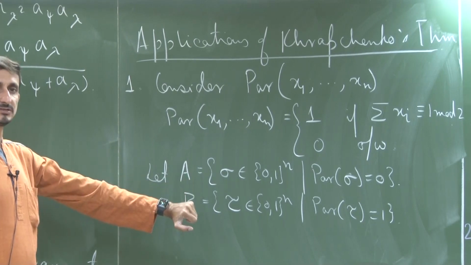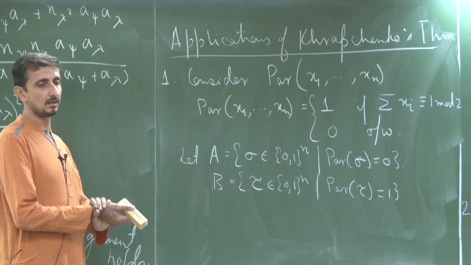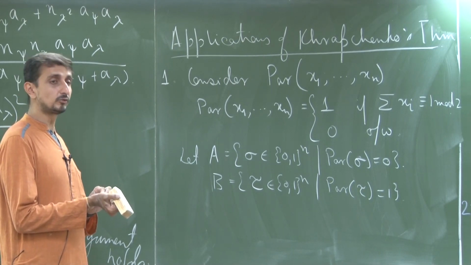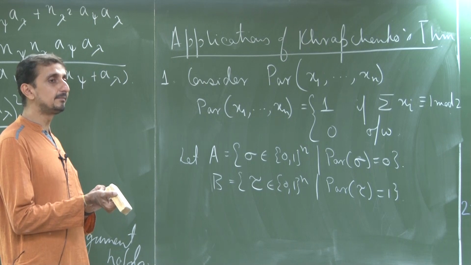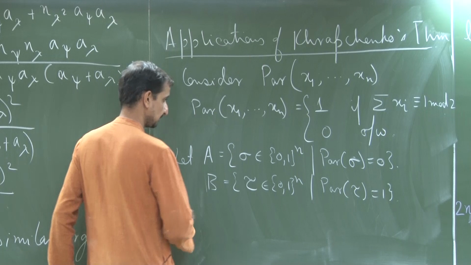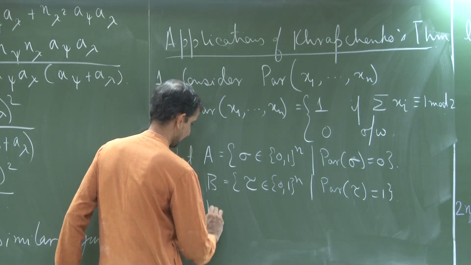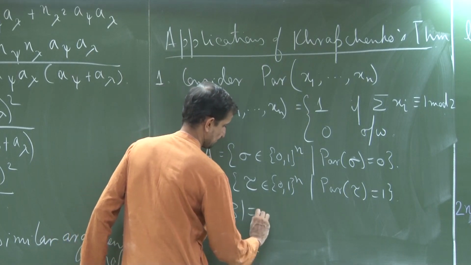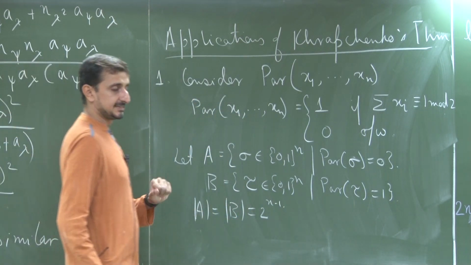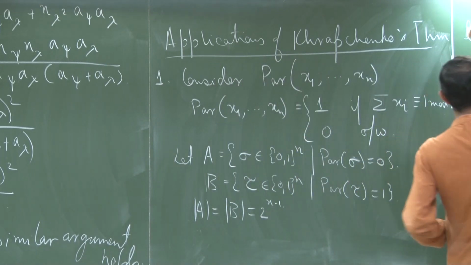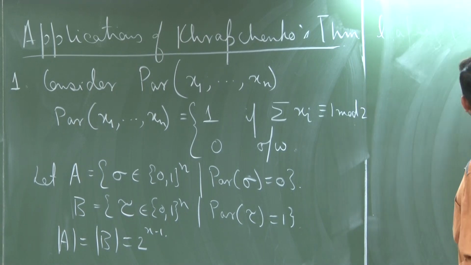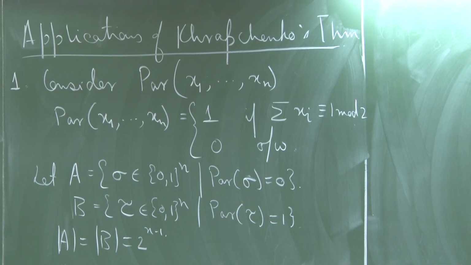Okay. So, what can I say about the size of A? How many inputs go to 0? 2 to the n minus 1. Okay. So, there are 2 to the power n many inputs, half of them go to 0, half of them go to 1, right. Okay. So, this thing is settled. Now, what can I say about N(A, B)? How many tuples are there which are neighbors?